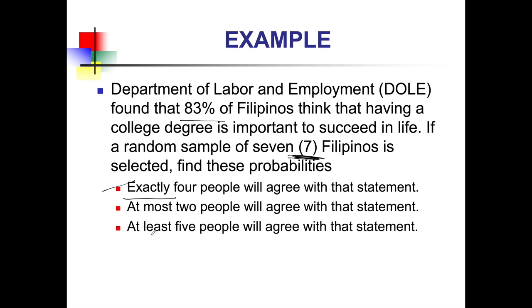For the third, at least 5 people will agree with that statement. At least 5 means that in this condition, the fewest is 5. How many are there in all? 7. This means it can be 5, 6, or 7. I hope you get it. Since we have 3 conditions here, we will also have 3 solutions. I hope you got it. Okay, let's start by first listing the given.